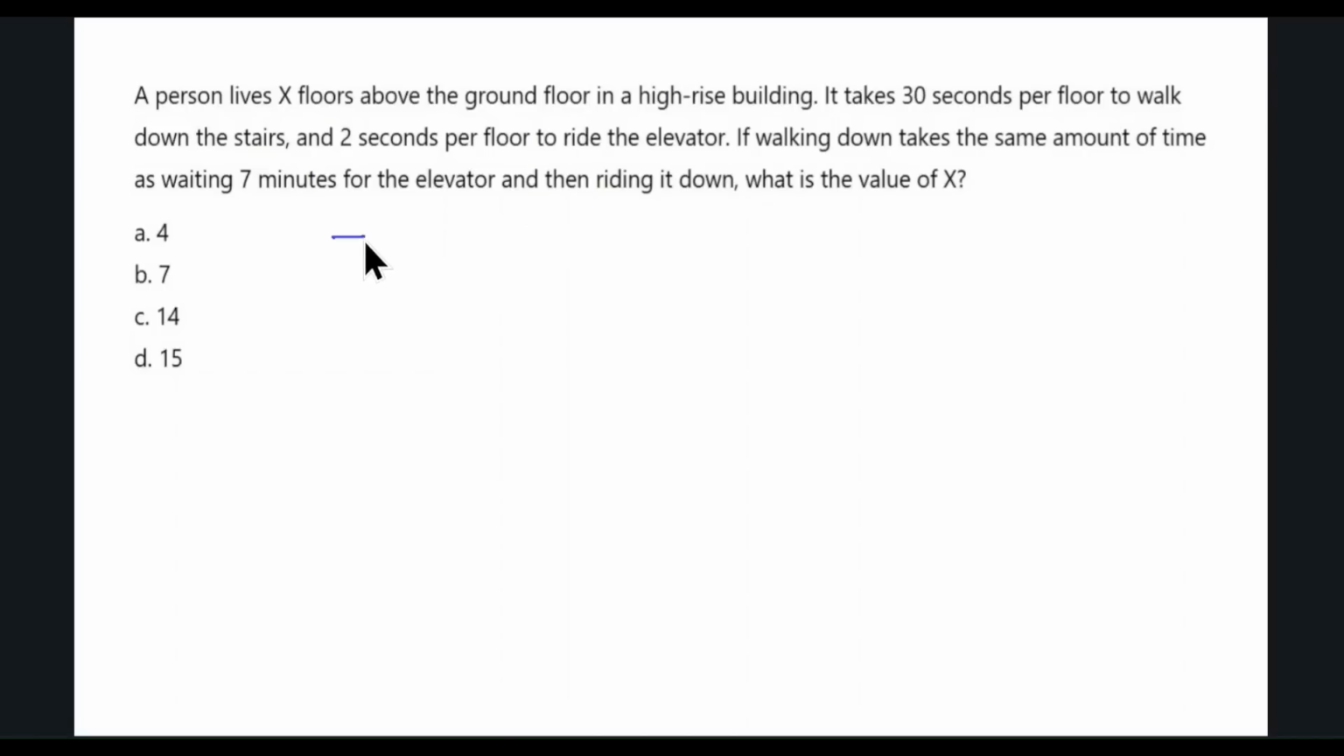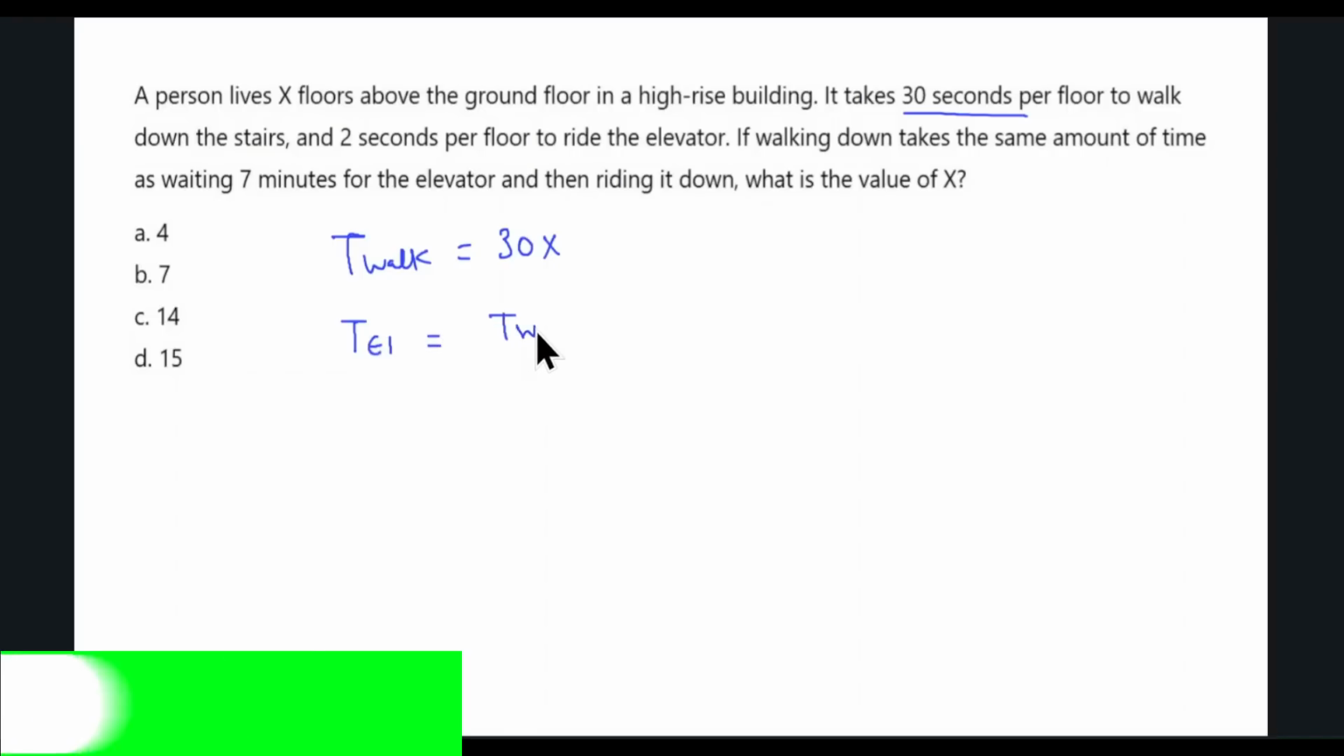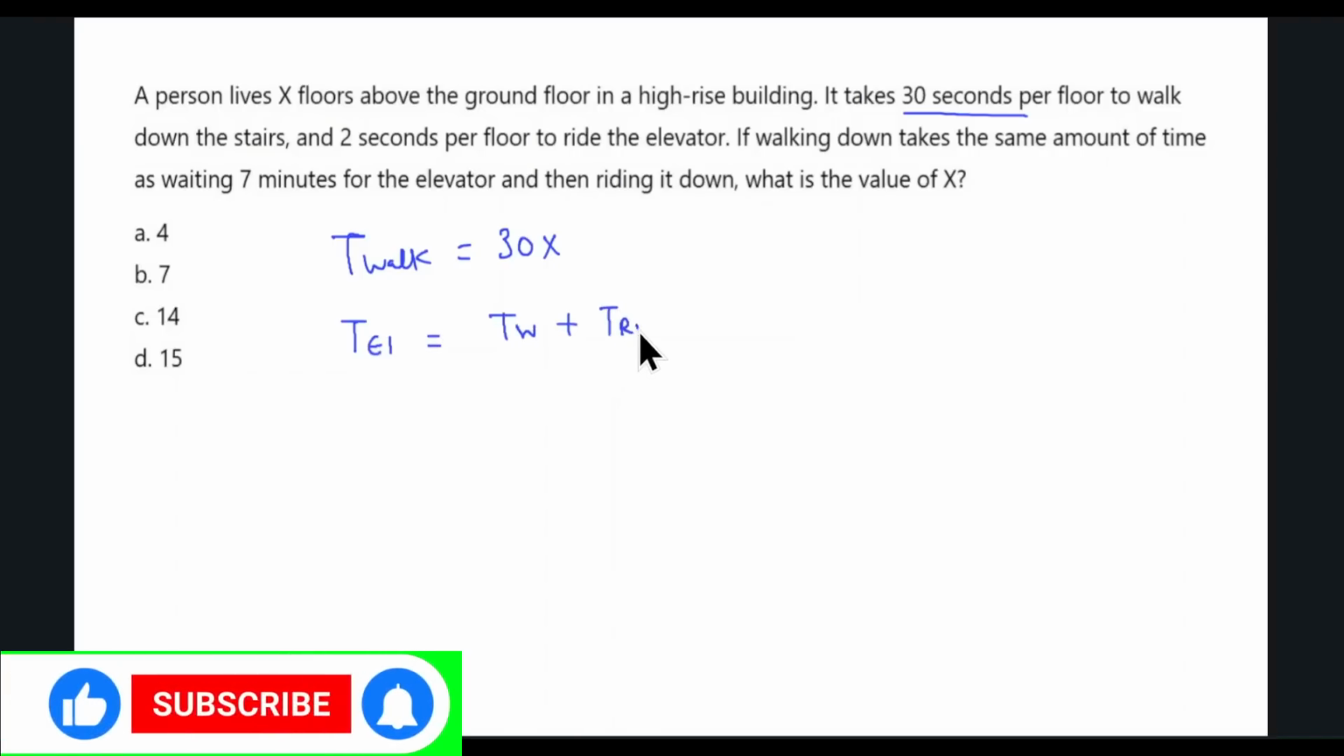So first, what is the time of walk? What will be the time that it takes for him to walk down these many floors? It will obviously be 30 multiplied with x, because 30 seconds for one floor. So for x floors, that's going to be 30x. What is the time for the elevator? Time for the elevator will be the wait time plus the ride time, correct? What is the wait time?